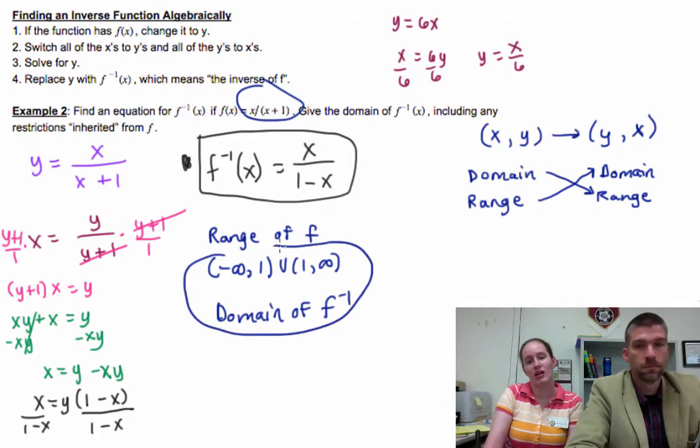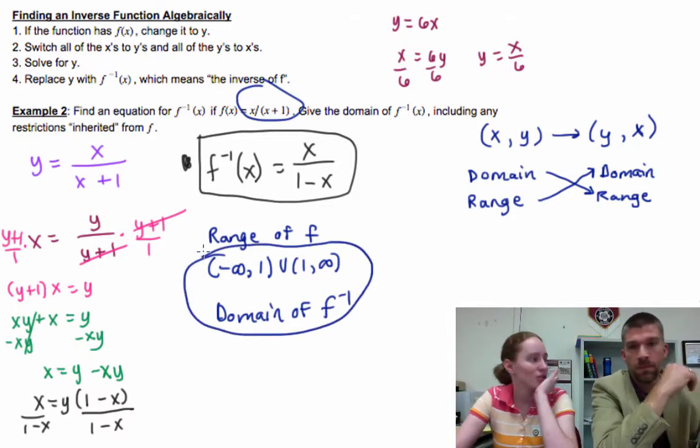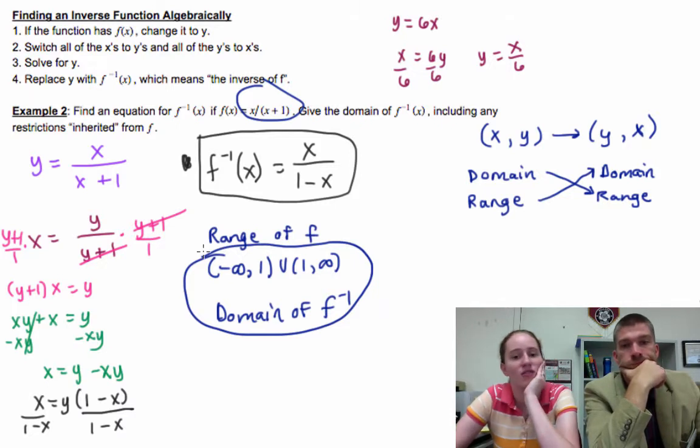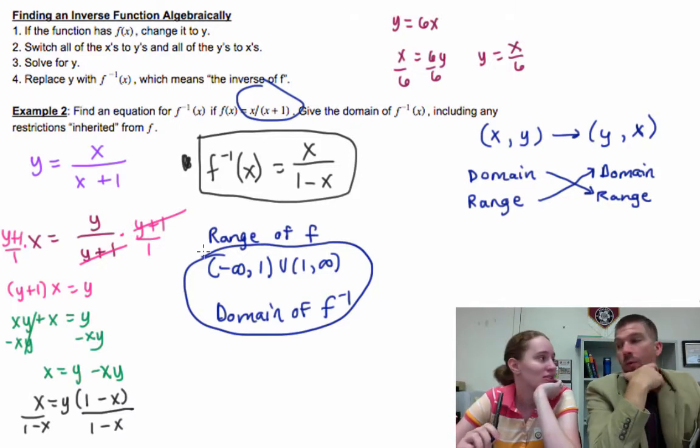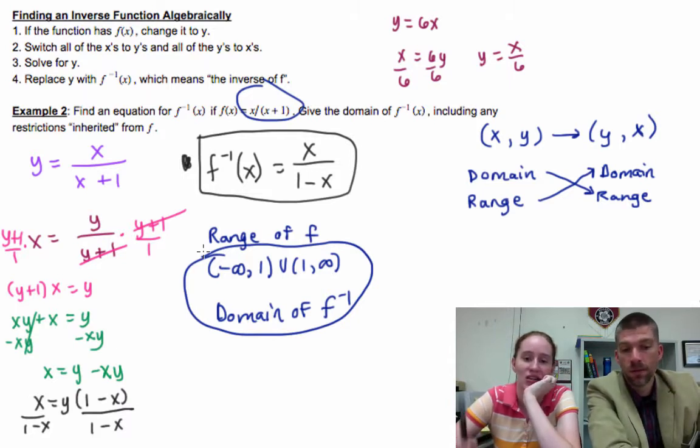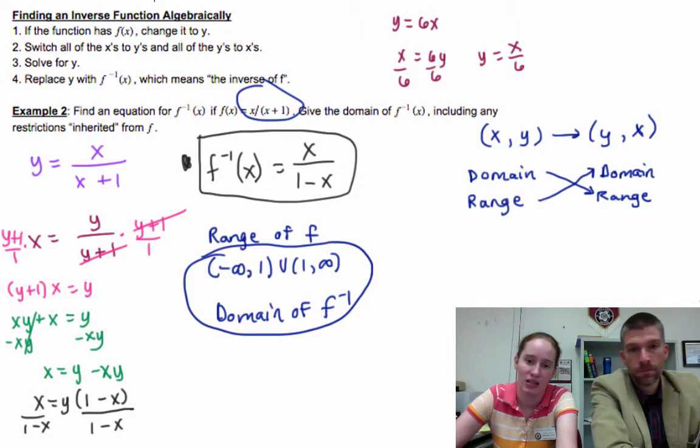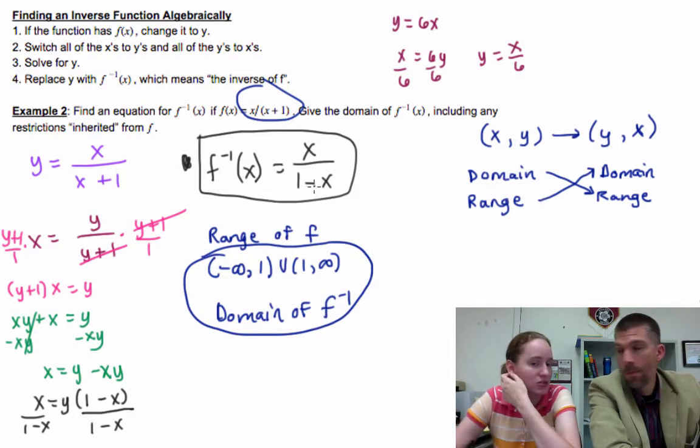Now, in this particular case, if we had just looked at the domain of the inverse, we would have gotten that. But that's not always the case. It won't always happen that way. You have to check the range, and mainly when you look at the domain of this, if you had gotten all real numbers, go back and check the range on the first function.